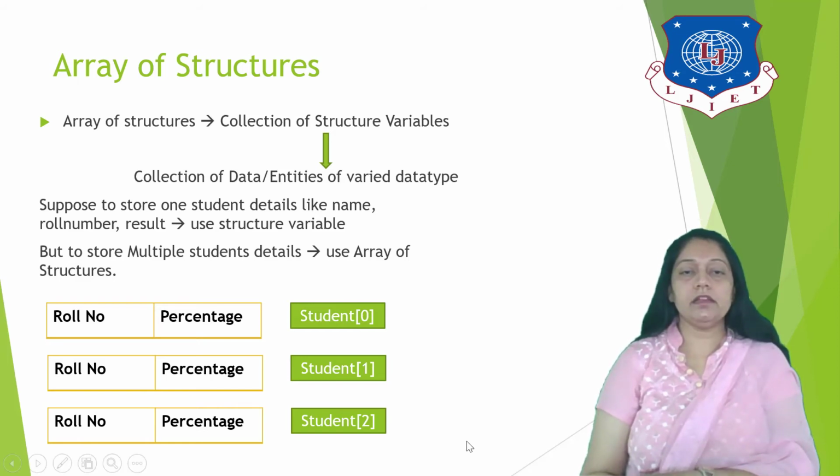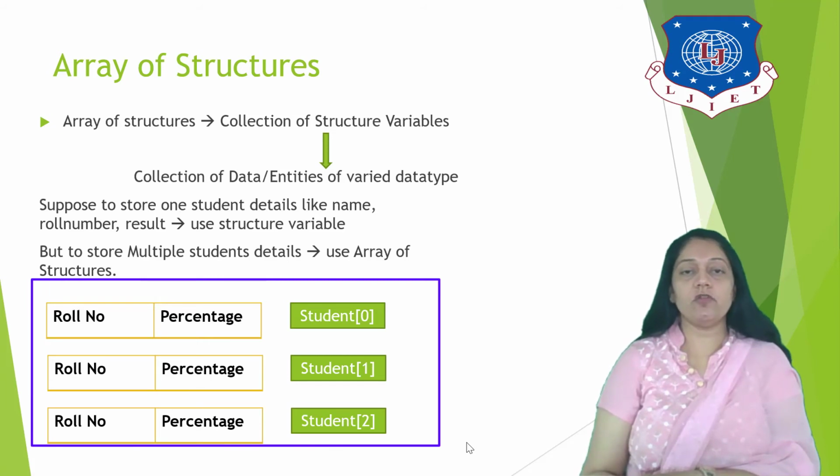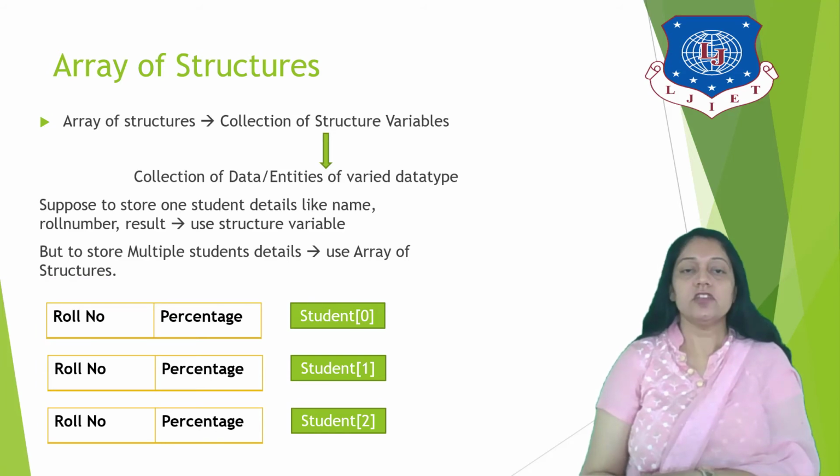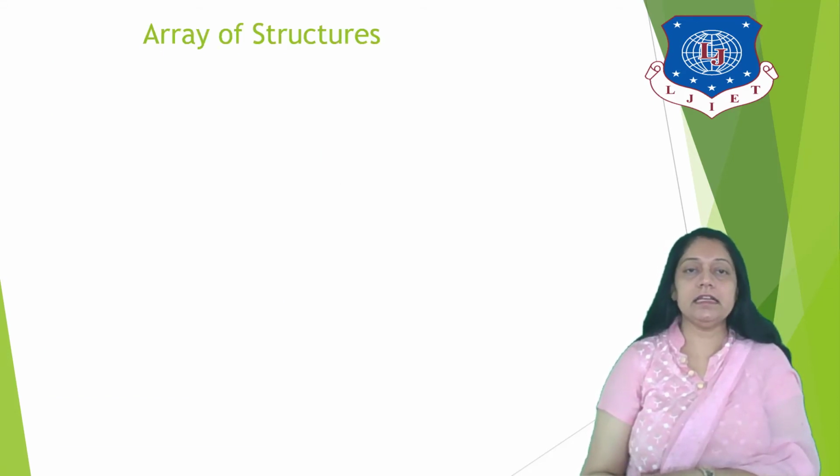As you can see in this example, I want to store two values, roll number and percentage, but not of one student, of multiple students. So here I want to store student 0's data, that is student 0's roll number and percentage, student 1's roll number and percentage, and student 2's roll number and percentage. In this case, I am going to create the structure variables, but in the form of an array. Let's see how you make an array of structures.